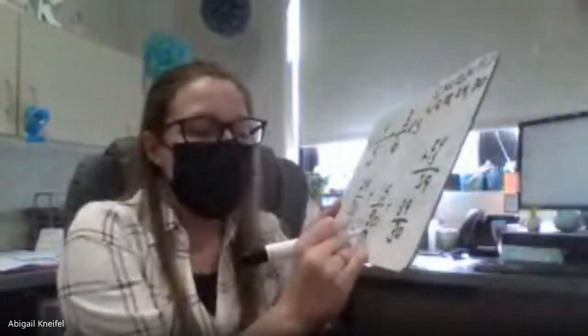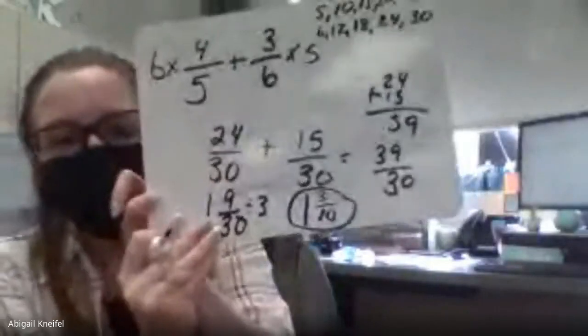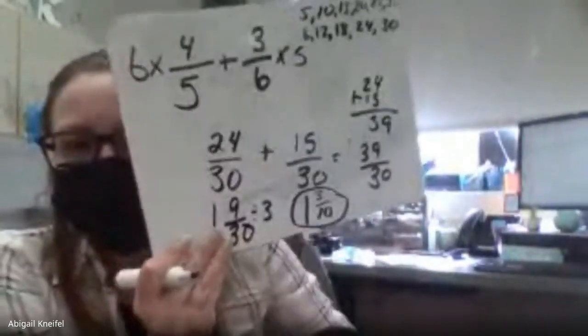But guess what? Can we stop there? No, because we can simplify. 9 and 30 can both be divided by 3. Our final answer is 1 and 3/10, because 3 can go into 9 3 times and 3 can go into 30 10 times. Final answer, 1 whole and 3/10.